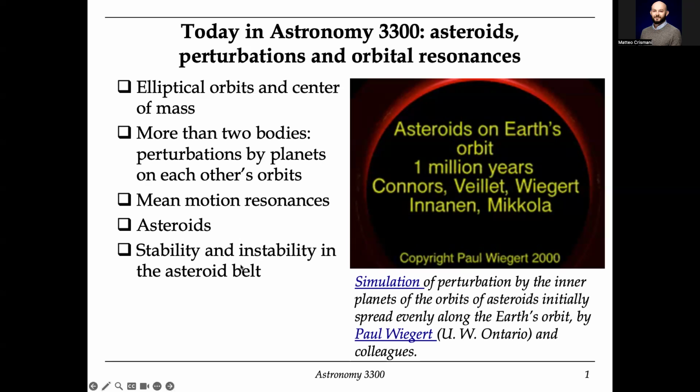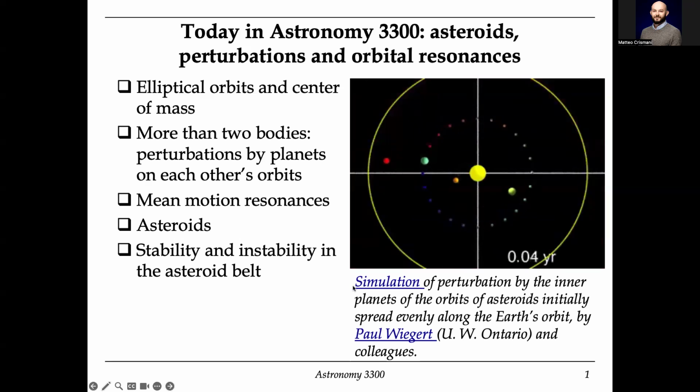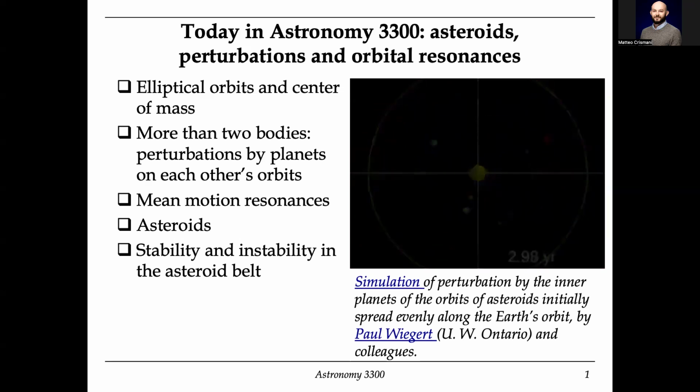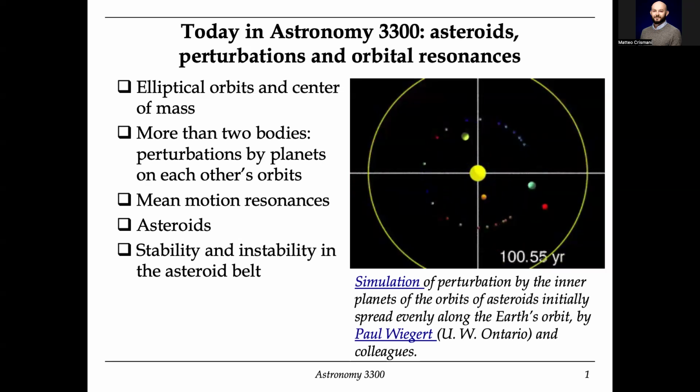Let me just show you this really cool video from Paul Weigert's group. Here's the Earth, and these are all asteroids that start out in the same orbit as us. Over the course of even 100 years, you see what's happening? They're all clumping up, right? We'll want to understand that process.